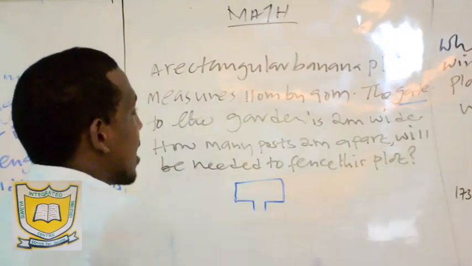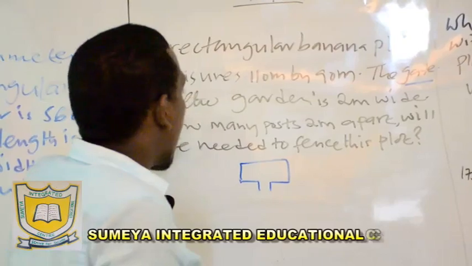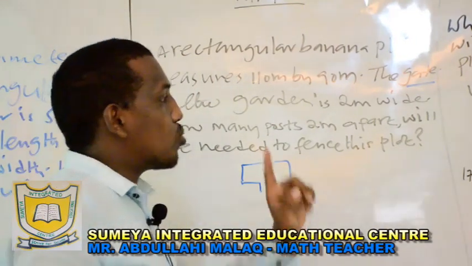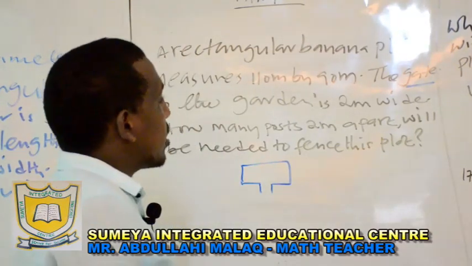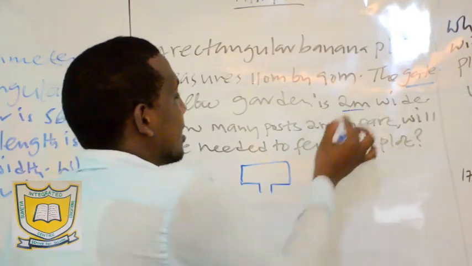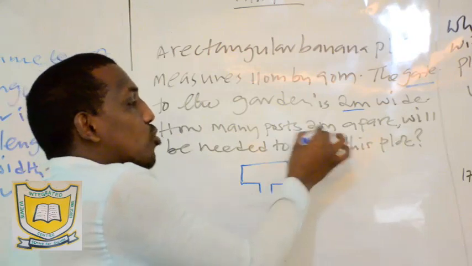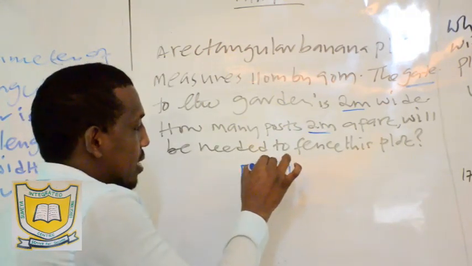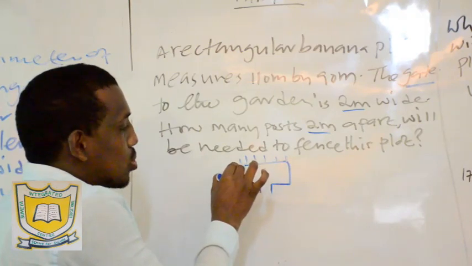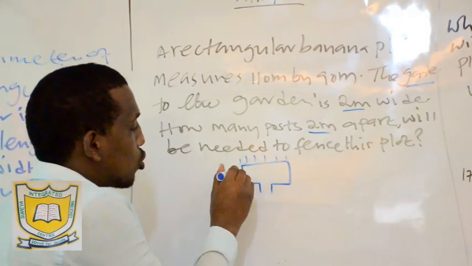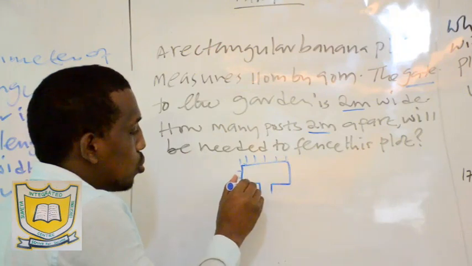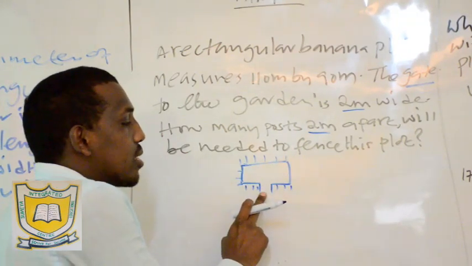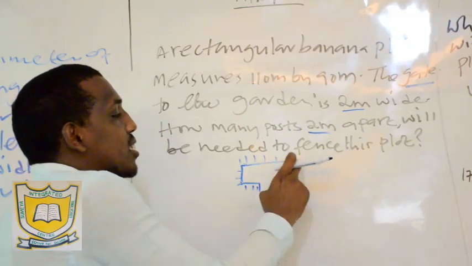So the gate to the garden is 2 meters wide. How many posts 2 meters apart will be needed to fence? It is an open, but we do it as a closed. Why? Because the distance of the gate is equal to the interval. For example, I have planted balls here. The distance between the balls, that's the interval, is 2, 2. So everywhere is 2, 2, 2, 2, 2. Even the gate itself is 2.